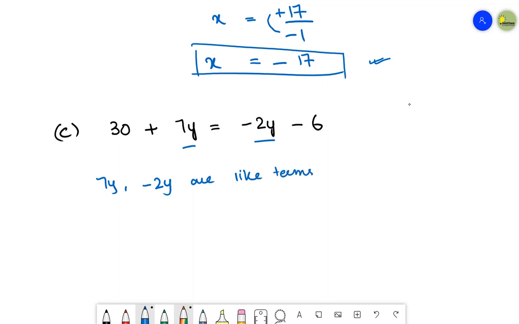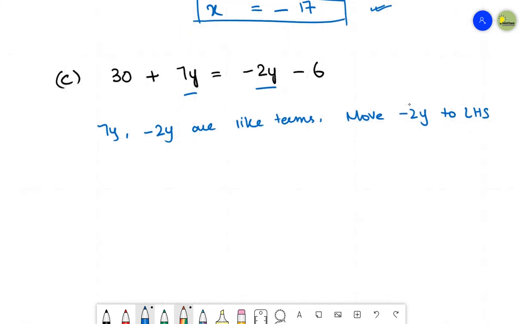In order to solve these terms together, you can move minus 2y to left hand side. If I move minus 2y to left hand side, the equation becomes 30 plus 7y minus 2y. When moving towards the other side, it will become plus 2y. The sign of the term is going to be changed. And here you are going to have minus 6 only.